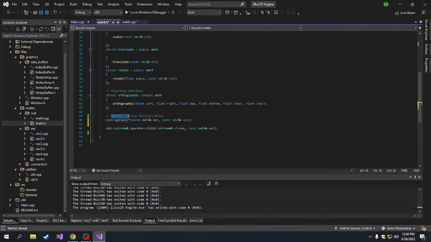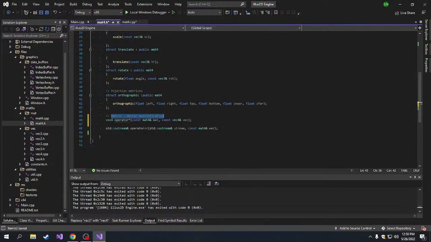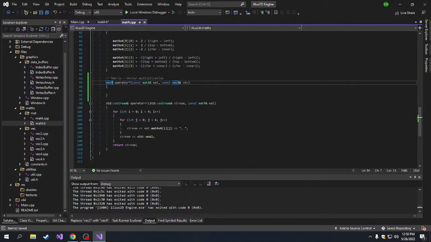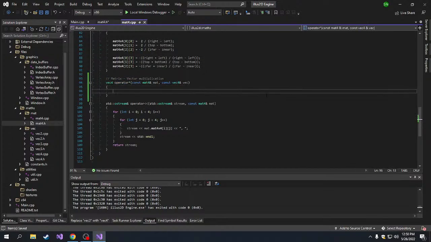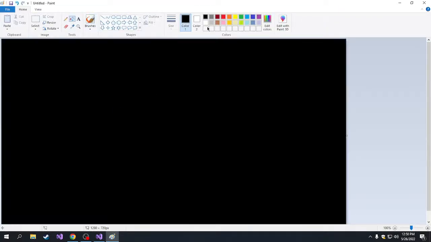I'll literally just copy this, paste it here. Here, operator plus, okay, operator star. All right, so I'll have to whip out my paint again, my friends.